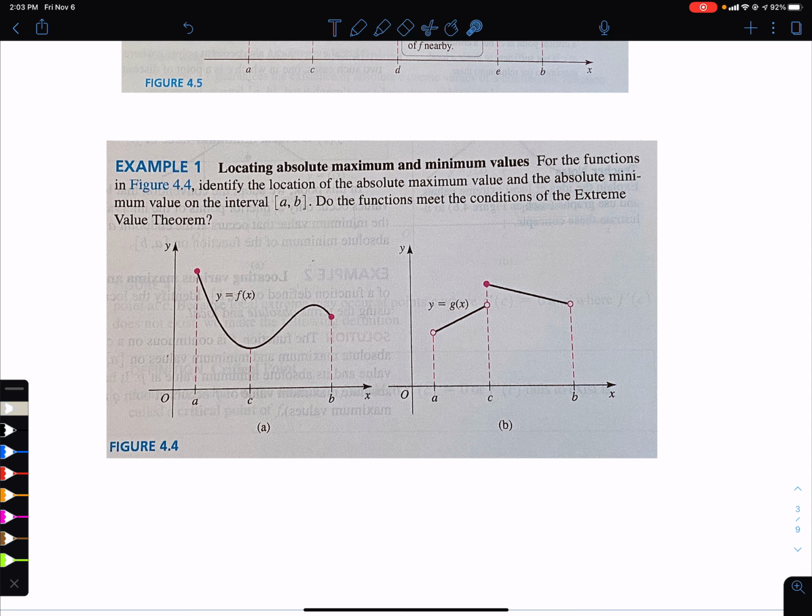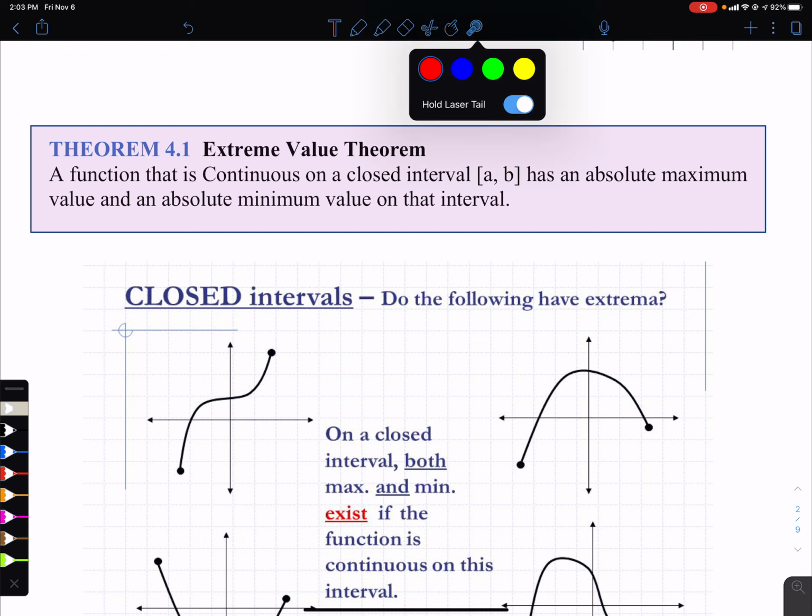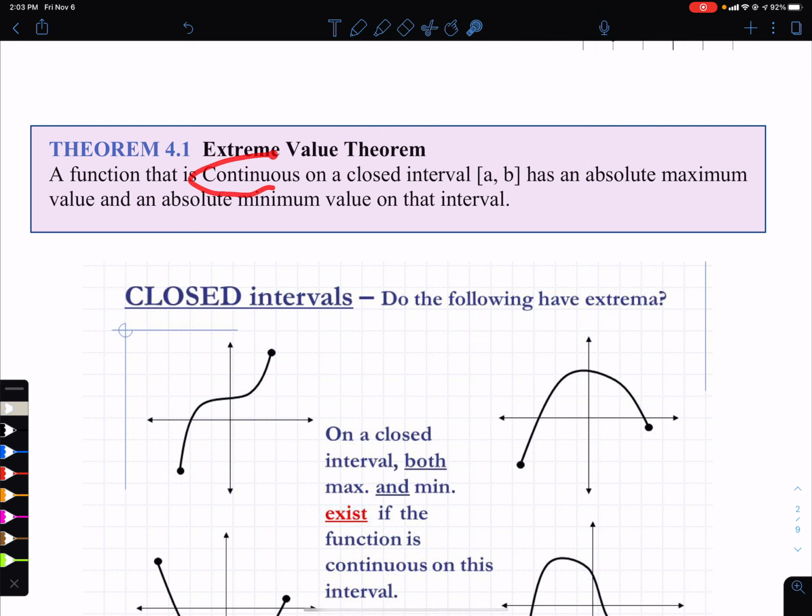Okay, this example says for the functions given, identify locations of absolute maximum value and the absolute minimum value. Do the functions meet the conditions of the extreme value theorem? Okay, back to the extreme value theorem. That's the one that said if you have a continuous function on a closed interval, it has to have a maximum and it has to have a minimum. Extreme value theorem, extremes, like highs and lows.